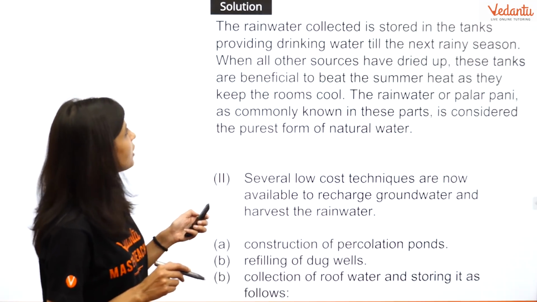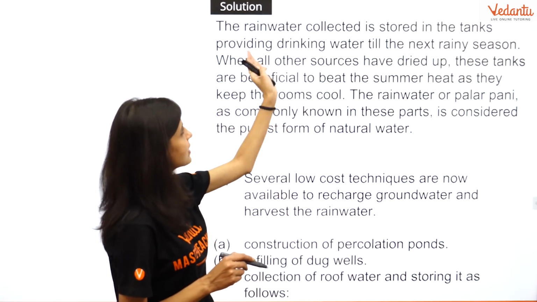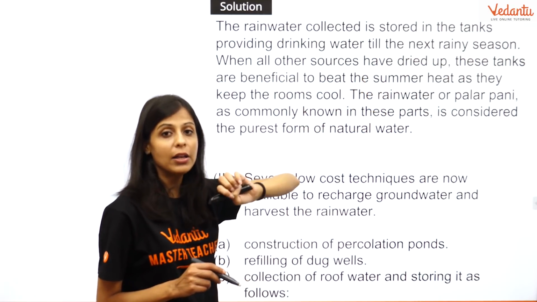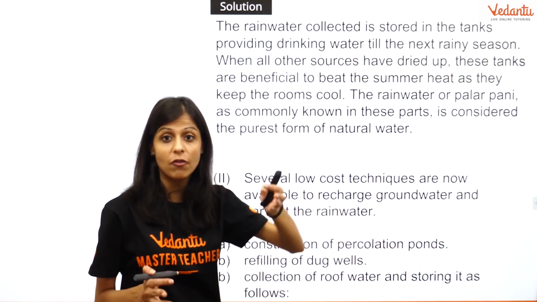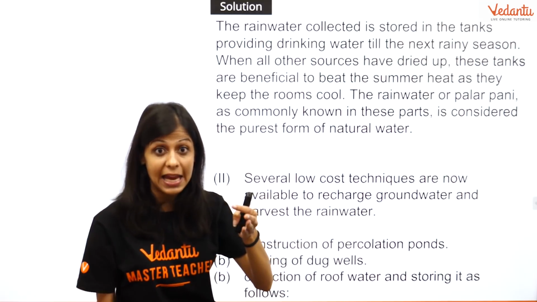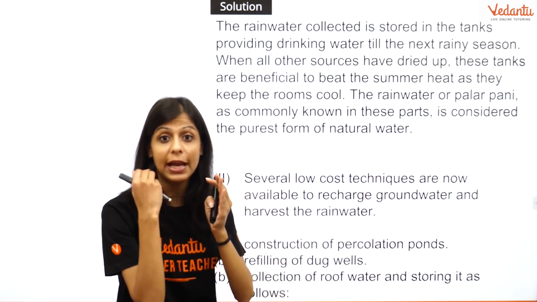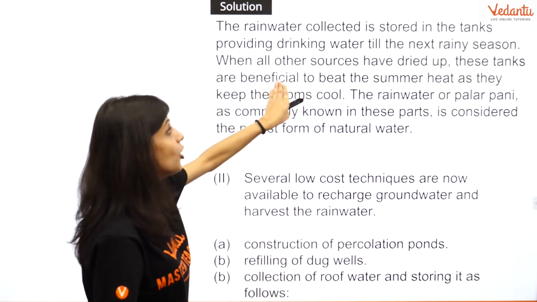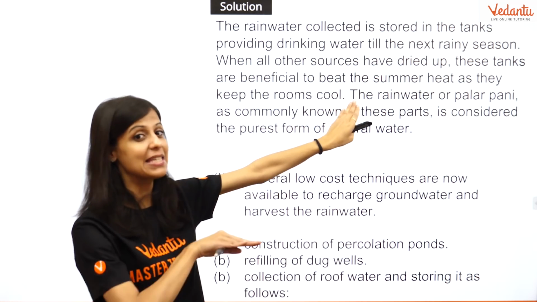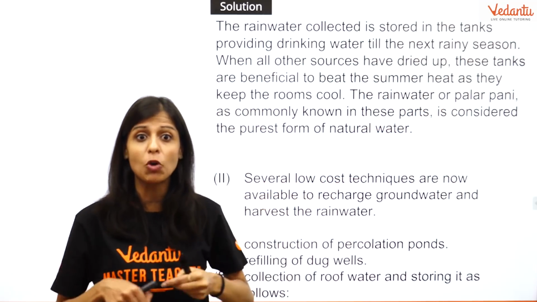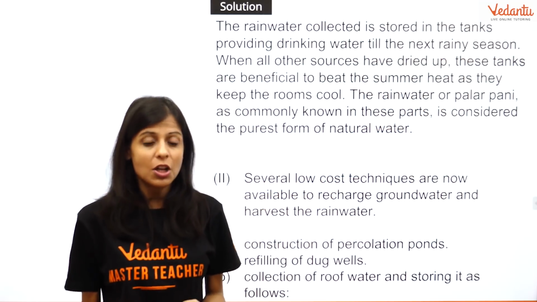After this, the rainwater is collected, as I told you, in the tanks. It can be used for drinking. When the other resources of course have dried out, you can answer that yes, they can again be put to use. It can also be beneficial to beat the heat because they keep the rooms really cool.